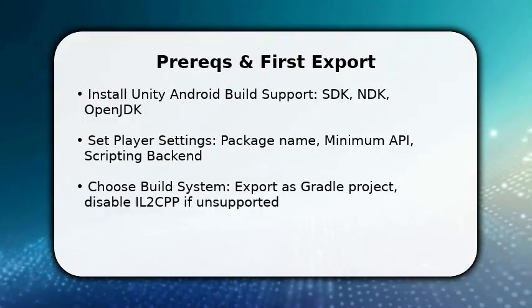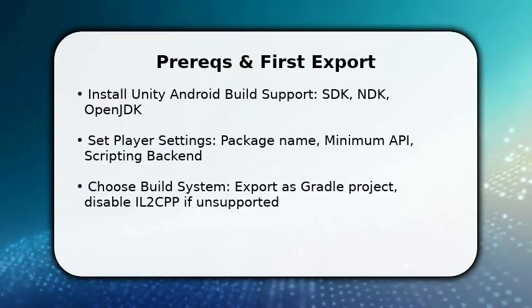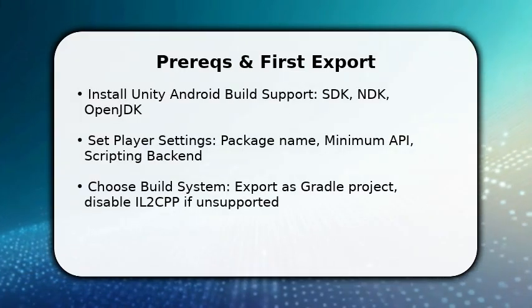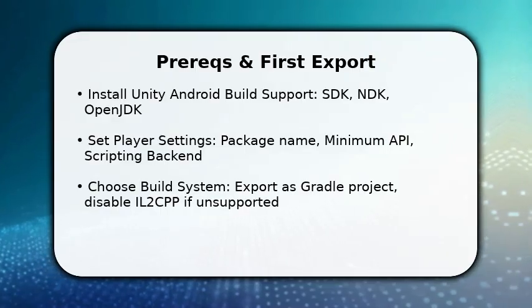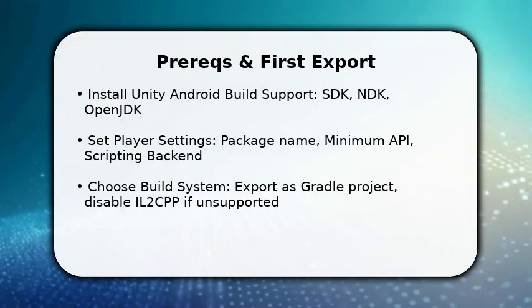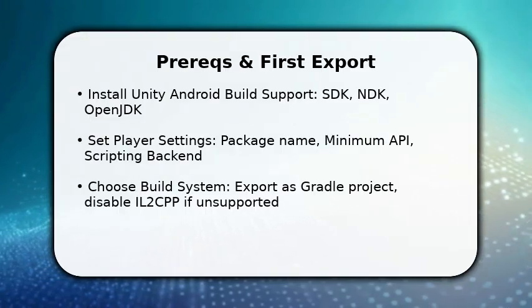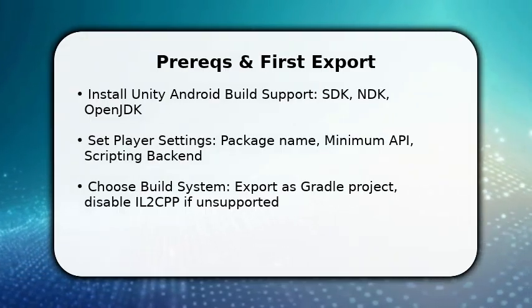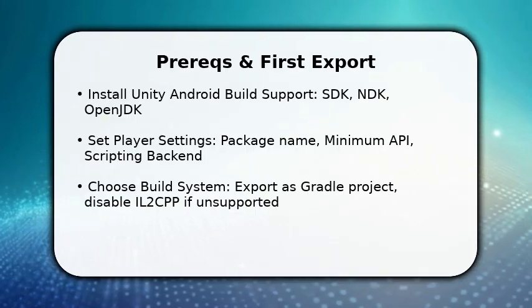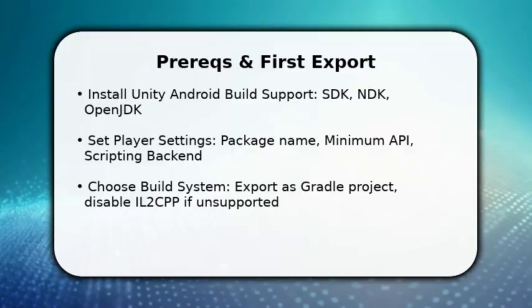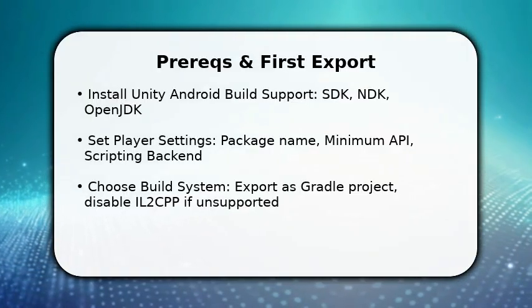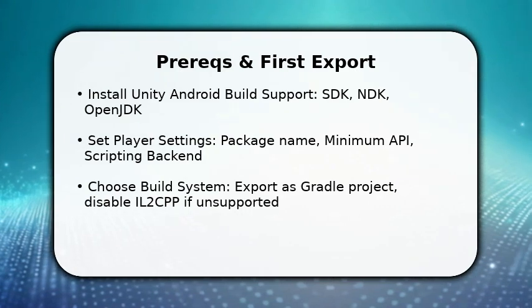You start by confirming prerequisites and exporting the project. Install Unity's Android build support, including SDK/NDK and OpenJDK, then set player settings with a unique package name and target API. Once done, switch scripting backend to match your native plugins and select Gradle as the build system. Now choose Export Project instead of Build and Run, so Unity creates a full Gradle project. This gives you the Android Studio-ready files you need to continue.